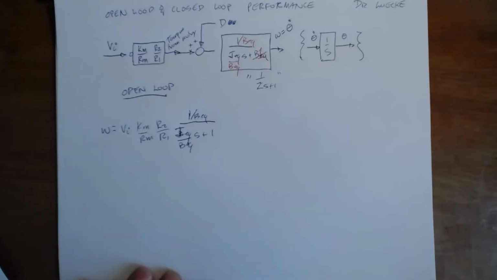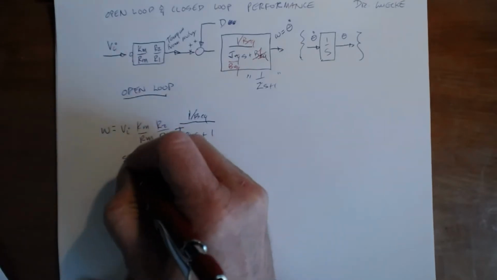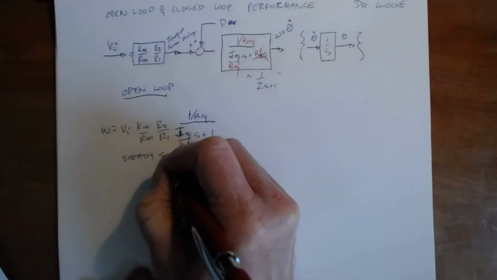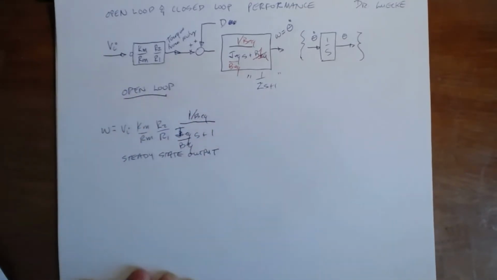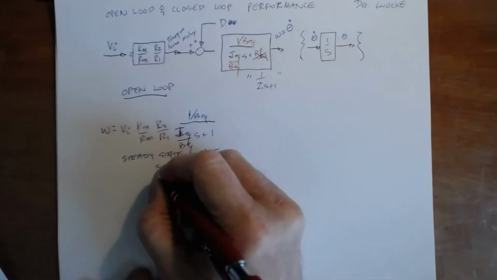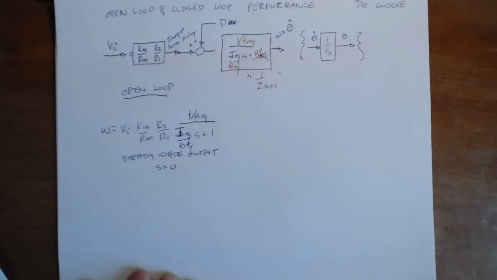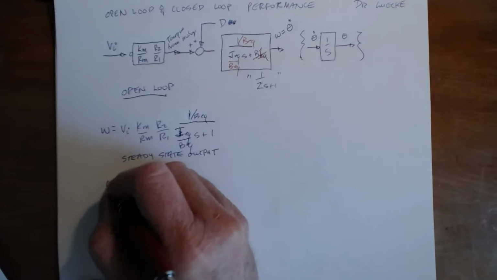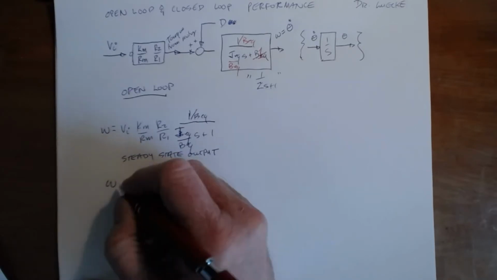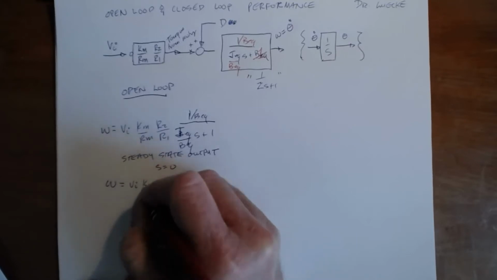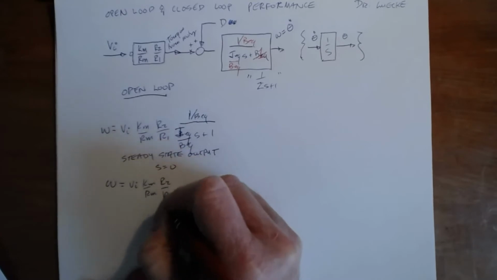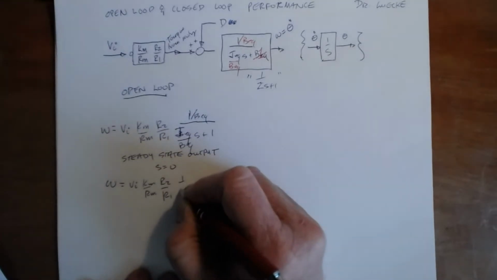Now, I'm going to look at the steady state. I'm going to look at the steady state output. So steady state output means when S equals 0. And what I see is that the steady state, I'm going to call this omega, is equal to Vn Km over Rm R2 over R1, 1 over B equivalent.